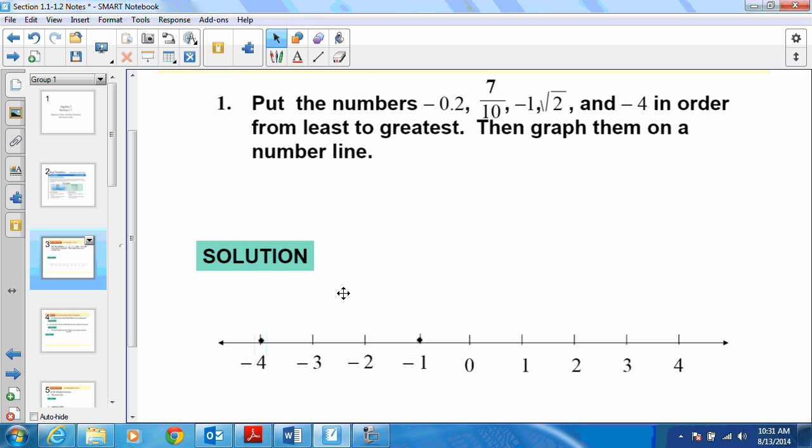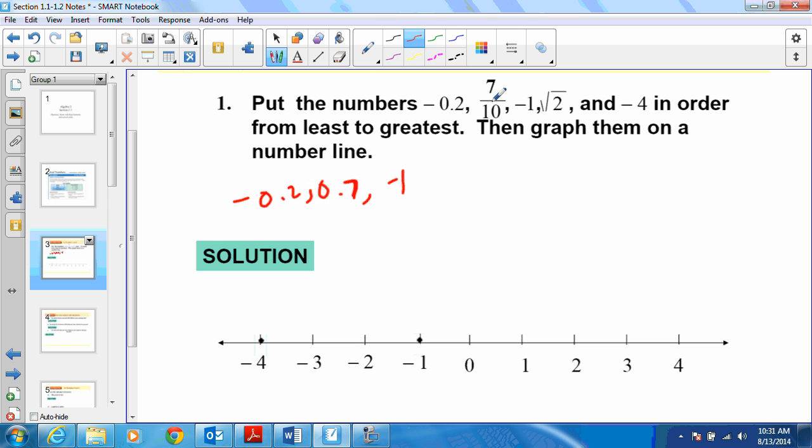Let me get a marker here. We've got negative 0.2, that's already in a decimal. We have 7/10, which has a decimal of 0.7. And we have -1, which is already an integer. Then we have square root of 2, put that in your calculator, it's approximately 1.41. And then we have -4.